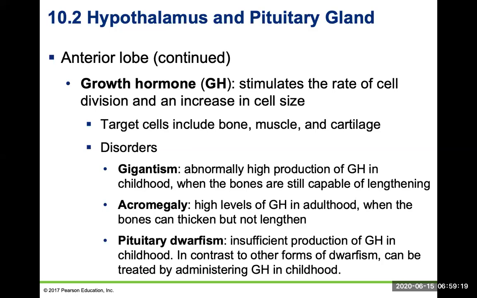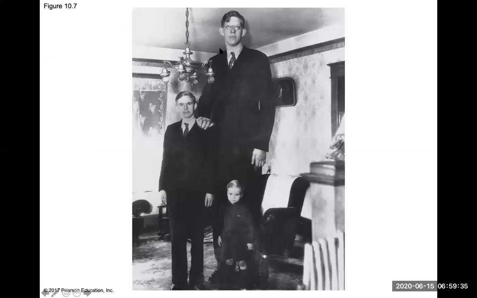And pituitary dwarfism is insufficient production of growth hormone in childhood. There are other types of dwarfism, and this can be treated by administering growth hormone in childhood. Other types of dwarfism you cannot treat. So this is a look at gigantism. So it's increasing growth hormone in childhood for that young man.